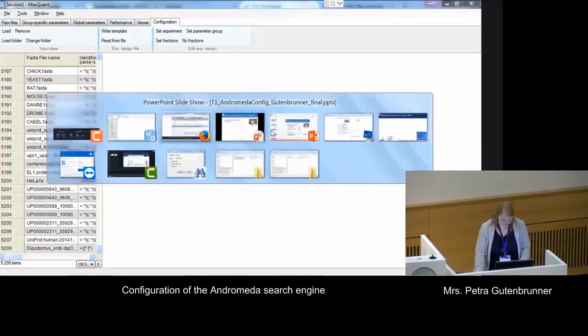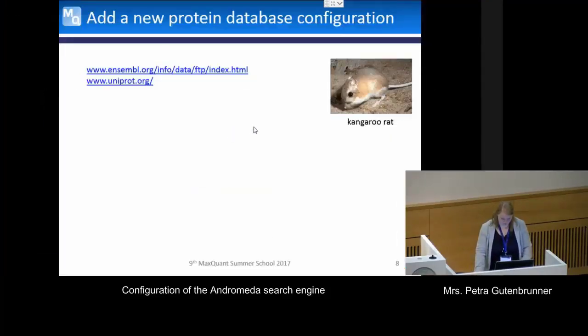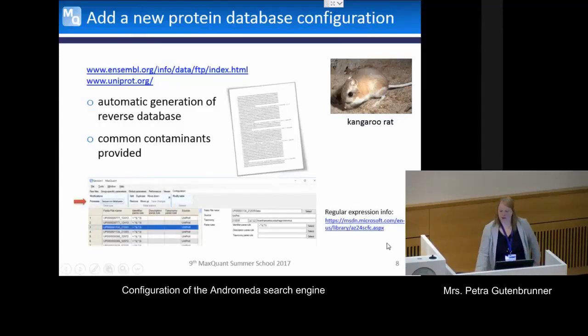As next, as I promised, if you want to add specific regular expressions, you can go on this web page to look up how to do that. And Jürgen mentioned also that when you have a database, also for the FDR calculation, it adds the reverse sequences of this. And also it's good when you add also known contaminants to this database, and these two things are automatically done by MaxQuant, which is really nice, because then you don't need to worry about this.